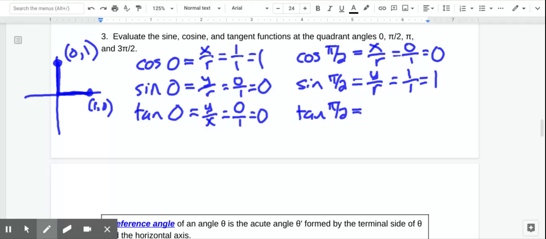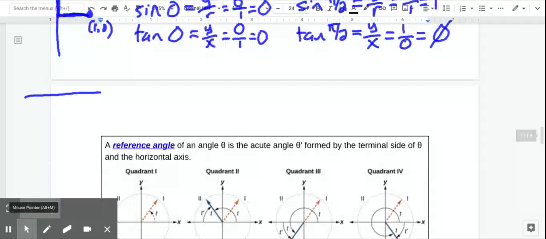And then tangent of pi over 2 is y over x. So our y value is 1. Our x value is 0. We cannot divide by 0, so this is undefined. There's no solution. I want you to check out the notes. I did the sine, cosine, and tangent of pi and 3 pi over 2. So this is only half the problem, but I think you can figure it out from here.